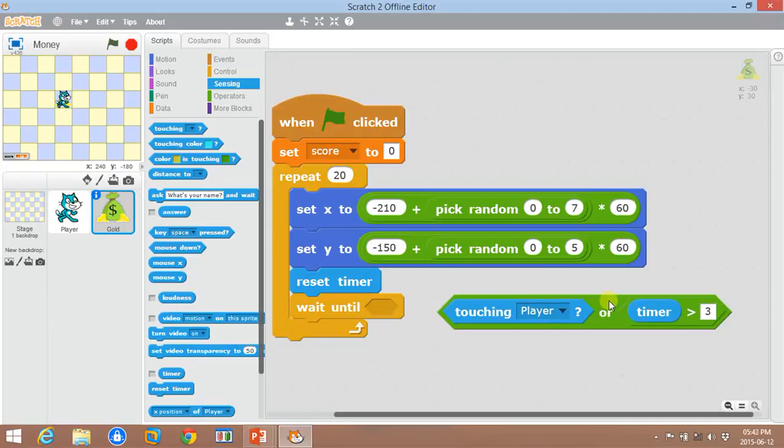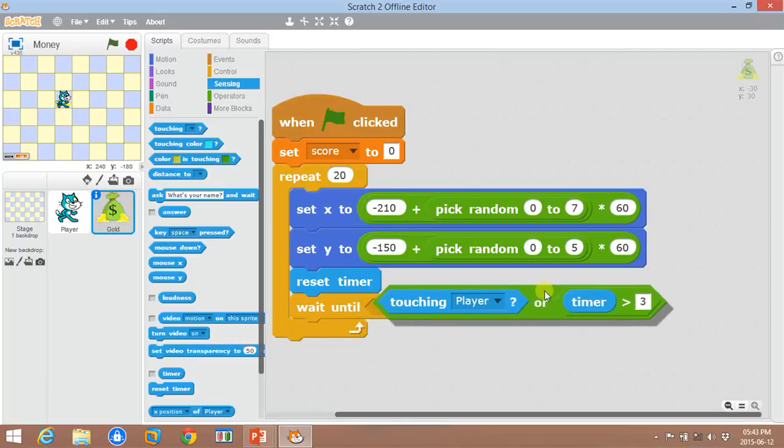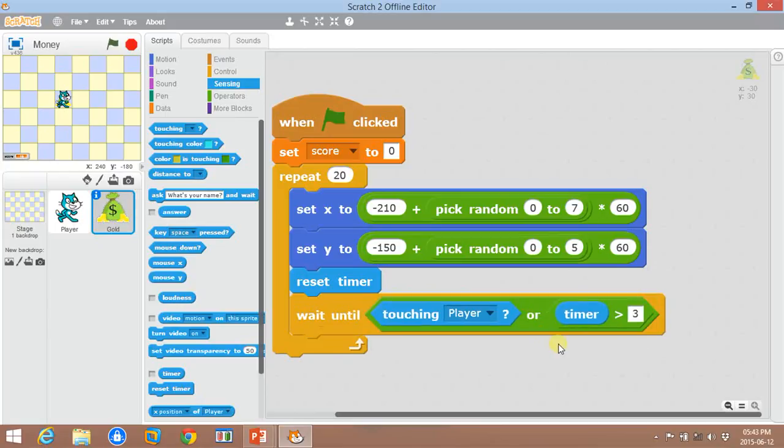Okay. Now we can. Yes. Three. All right. So now we're going to take our block that we built together, which says touching player or timer greater than 3, and we're going to put it in our wait until block. Okay. All right. So your code should look like this now, guys. Okay, so your scratch program is going to stop here and wait until either you are touching the gold or the timer is greater than 3.